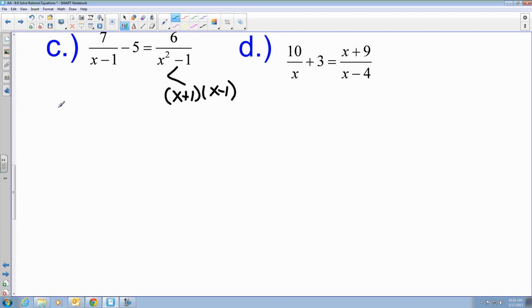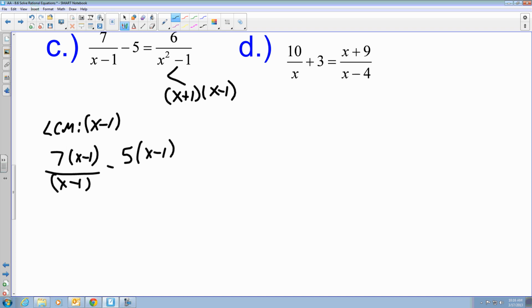What I need to do here is find, again, the least common multiple. I said it was, what, x minus 1, wouldn't it be? Yeah. So from here I can go 7 times x minus 1 over x minus 1 minus 5 over x minus 1 over 1, and this equals 6 times x minus 1 over x plus 1 over x minus 1. Yeah, that's better. Sorry for the mix-up.